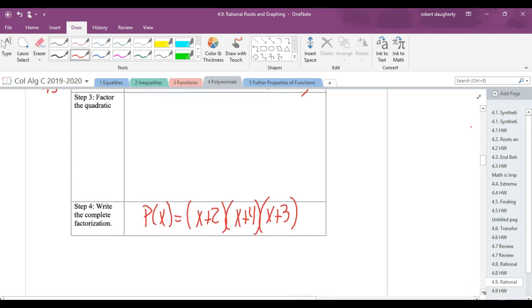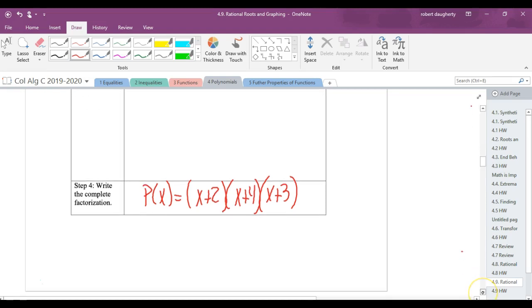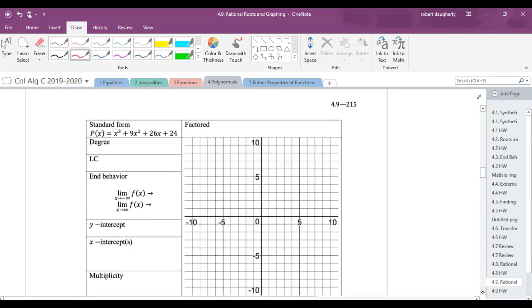What are the x-intercepts? Negative 3, 0, negative 4, 0, negative 2, 0. What will the graph do at each of those points? It will cross over the axis. So now, that was getting it factored. Now let's graph this. Here's what we started with. I'm on the next page.